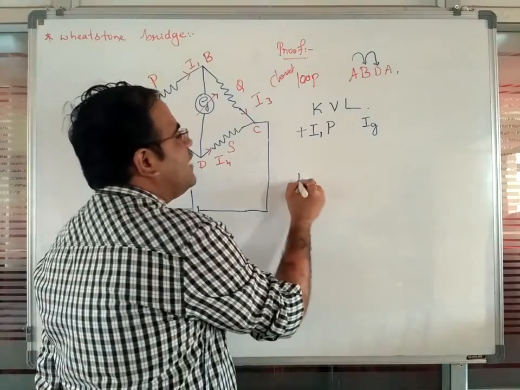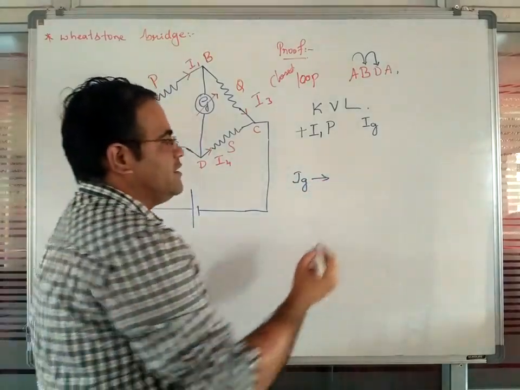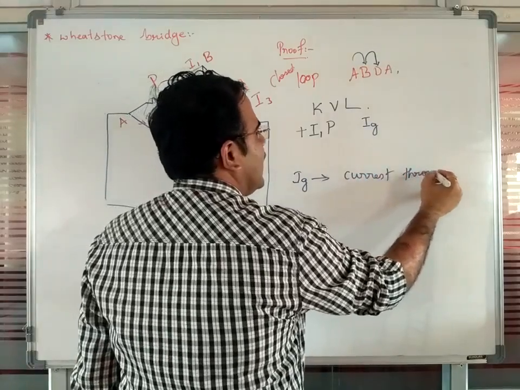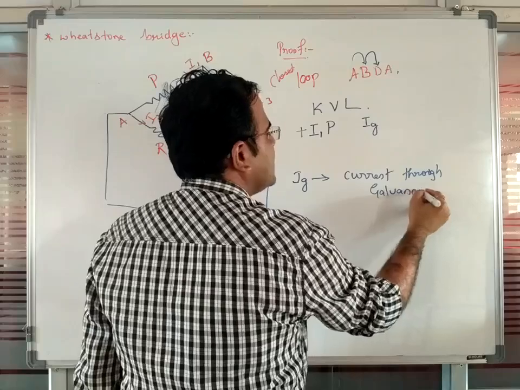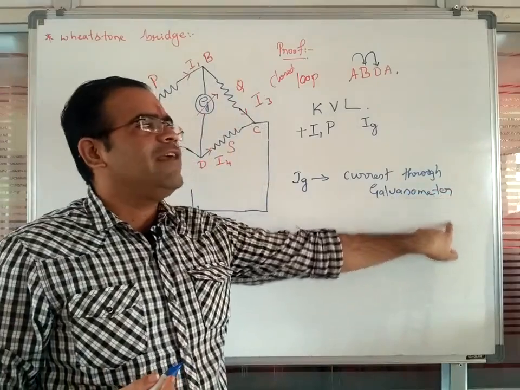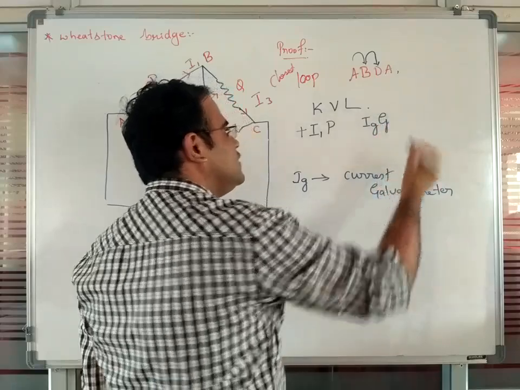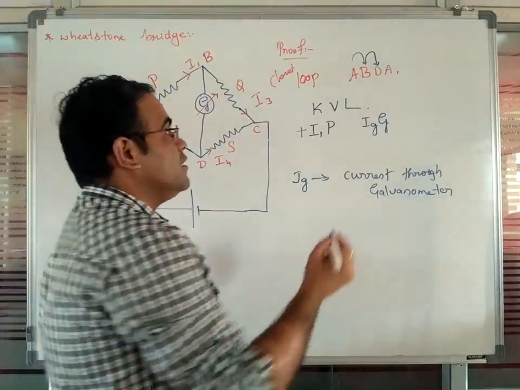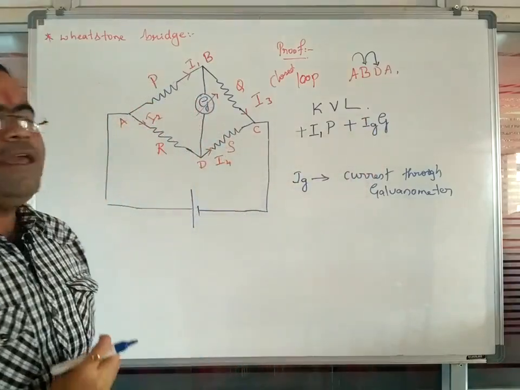So here Ig represents current, I in the sense of electric current, G in the sense of galvanometer. So this is the current through the galvanometer, which is what you are going to observe as Ig. So Ig is multiplied by the resistance of the galvanometer, which will be taken as G. Again, this will be positive.